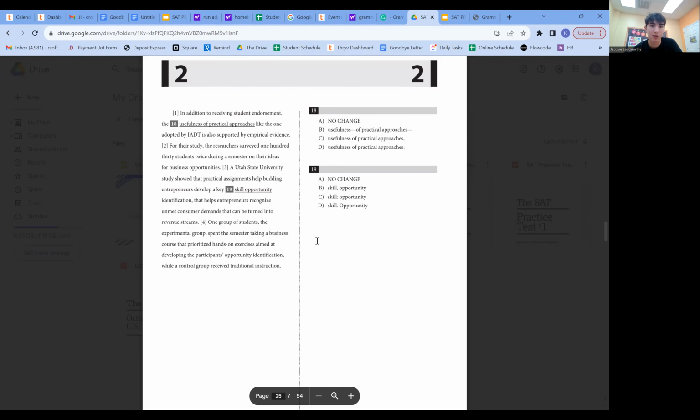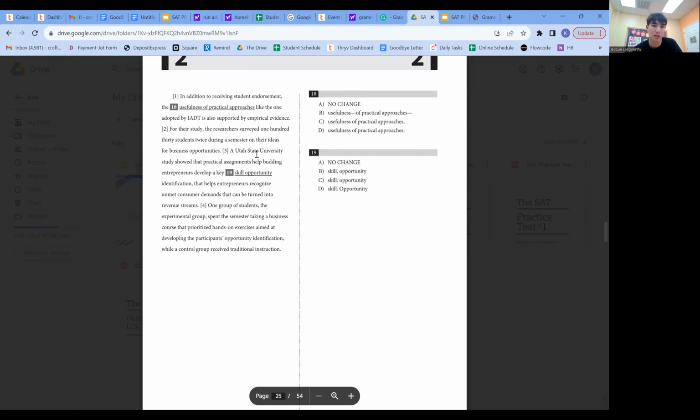18. In addition to receiving student endorsement, the usefulness of practical approaches like the one adopted by IADT is supported by empirical evidence. 18, it's just going to be A. The others are, once again, useless punctuation. They do that a lot.